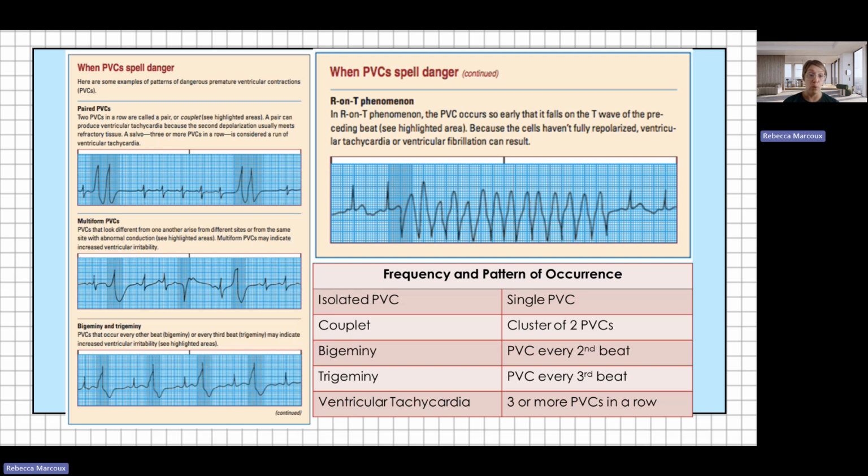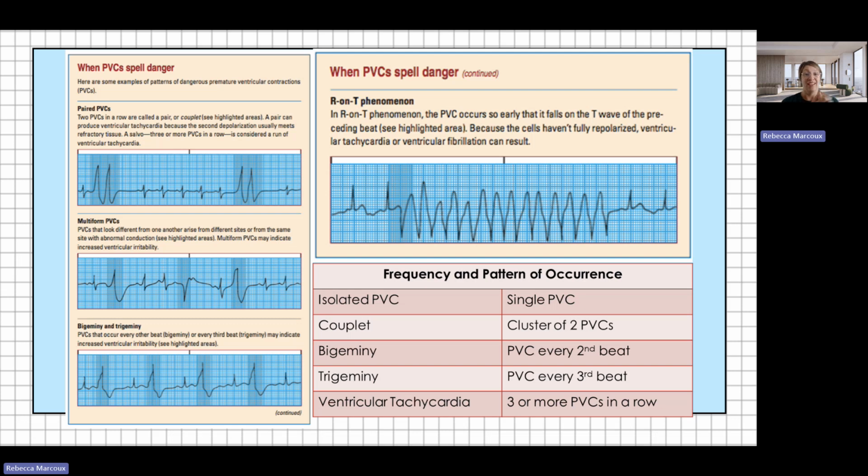So if we have three or more PVCs in a row, we would call it a run of VTach. And we're going to talk about this more when we get to ventricular tachycardia. So if you have three or more PVCs, we're going to call it a run of VTach. And if we have up to 30 seconds of PVCs prior to it switching back, we would call it non-sustained ventricular tachycardia.